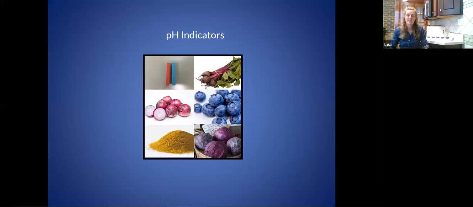One of my favorite things about pH is these things called pH indicators. pH indicators are really cool chemicals that change color depending on whether they come into contact with an acid or a base. One that you may experience in school is called litmus paper. It's a special kind of paper that changes color depending on whether it's in an acid or a base. But there are also natural pH indicators. Some examples are beets, red onions, blueberries, curry powder, and red cabbage.